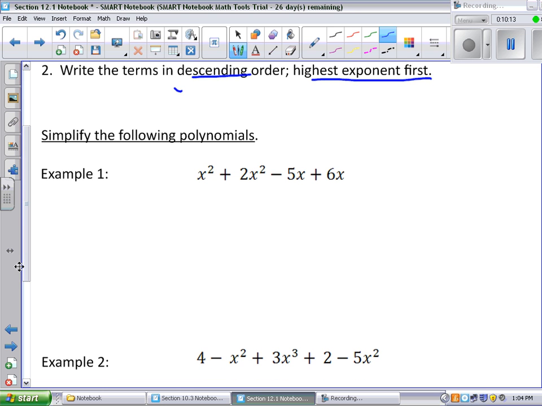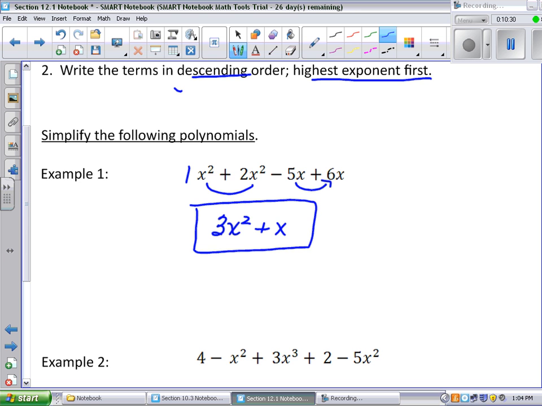So I'm going to combine the like terms. The 1x squared and the 2x squared would give me 3x squared. The negative 5x and the positive 6x would give me plus x. So I have simplified that by combining the like terms.